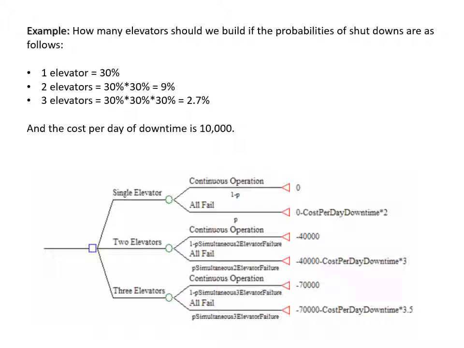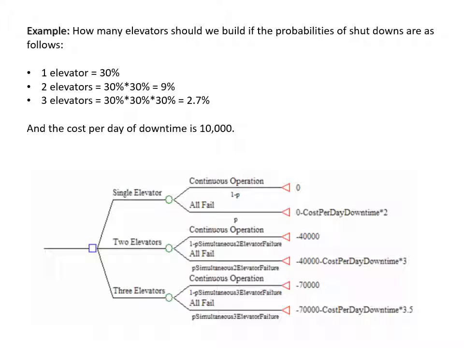In this case, for the continuous operation, the best case scenario is that we are paying 70,000, so that would be the cost of adding 2 elevators. And then the bottom branch here is minus 70,000 minus the cost per day of downtime times 3.5. Now, of course, one thing to note here is that the probability of 3 elevators failing, which would be the probability of experiencing that very bottom branch, is really low. It's 2.7%, right?